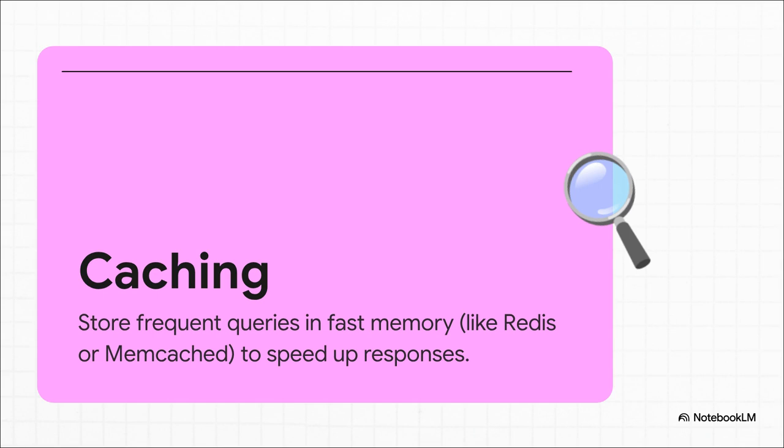By keeping the stuff your users ask for all the time, like a profile page or a hot product, in a high-speed memory layer like Redis, you can serve up those requests almost instantly, without ever having to bother the main, slower database. It's just a huge win for performance.